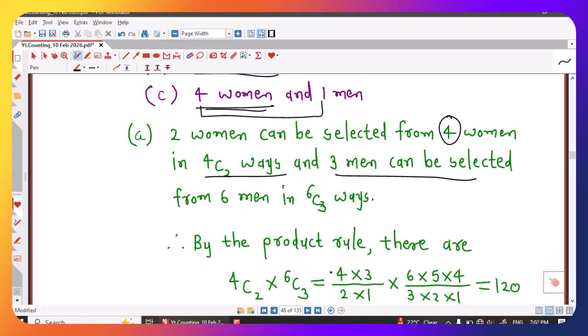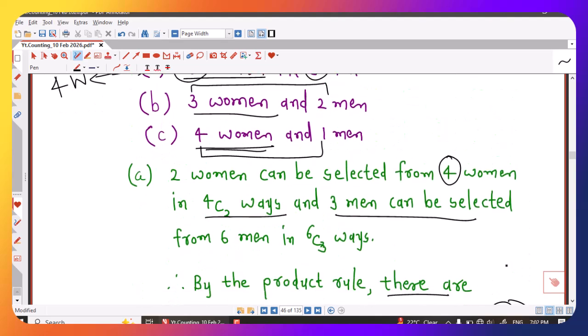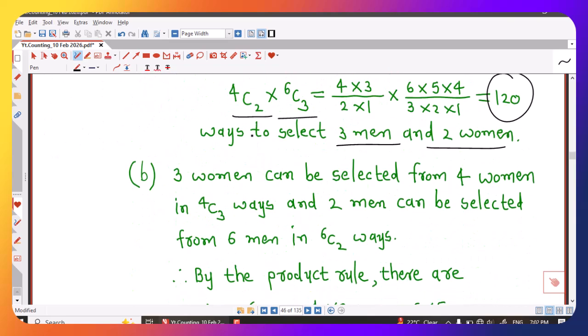So by the product rule, there are 4C2 into 6C3, which is equal to 120 ways to select 3 men and 2 women. So there are 120 ways that we can do this task, in which there are 2 women and 3 men. In task B, we have to select 3 women and 2 men.